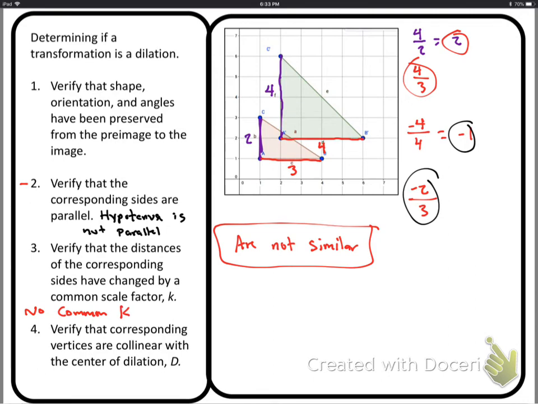And then verify that the corresponding sides are collinear. It doesn't look like it gives us the point of dilation here. But remember, it's the origin. So those points there are on, let me get A prime a little closer.